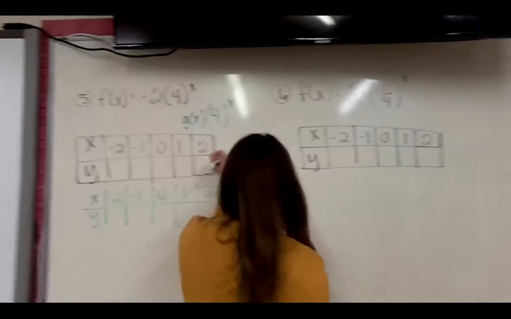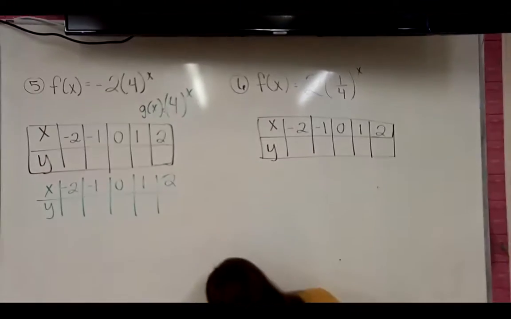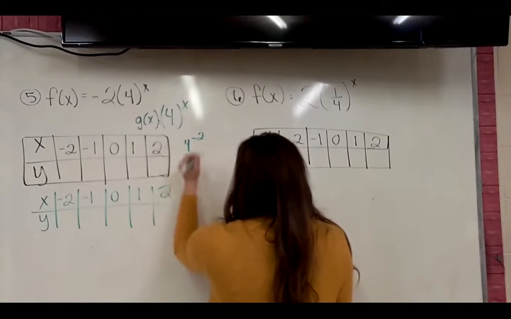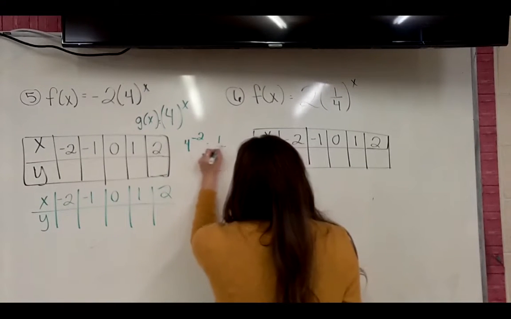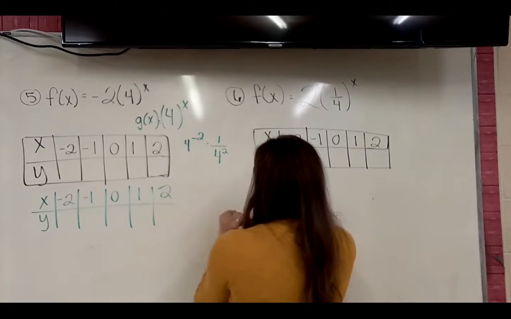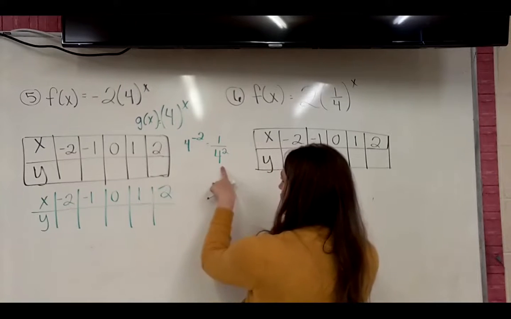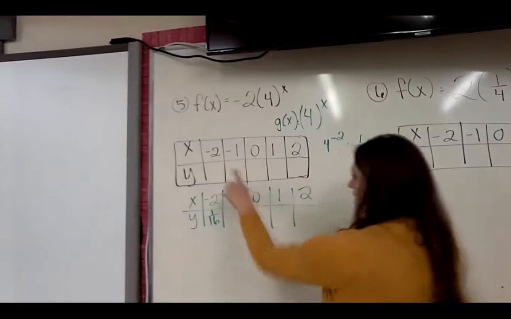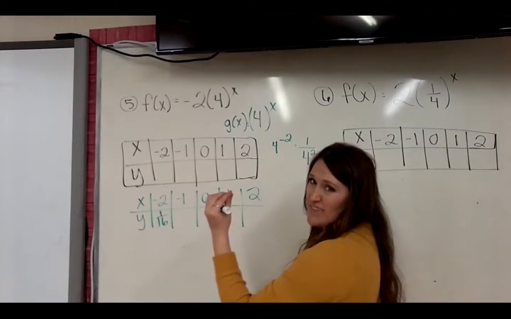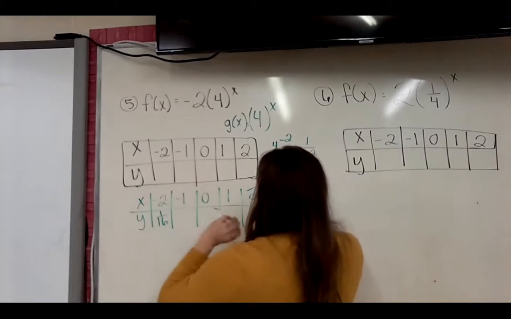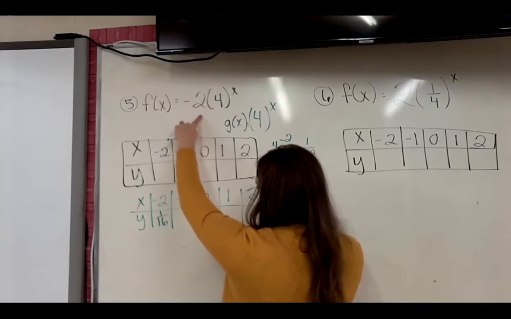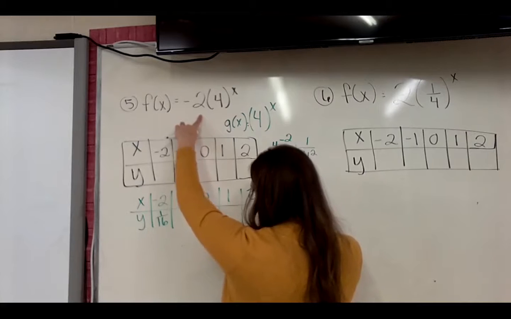4 to the negative 2 power, whoopsie. Okay, 4 to the negative 2 power means 1 over 4 to the second power. 4 to the second power is 16, so 1 over 16. So then for this one, I'm kind of combining them at the same time. I should have grabbed a calculator. 1 over 16 times negative 2 just comes out to negative 1 over 8.